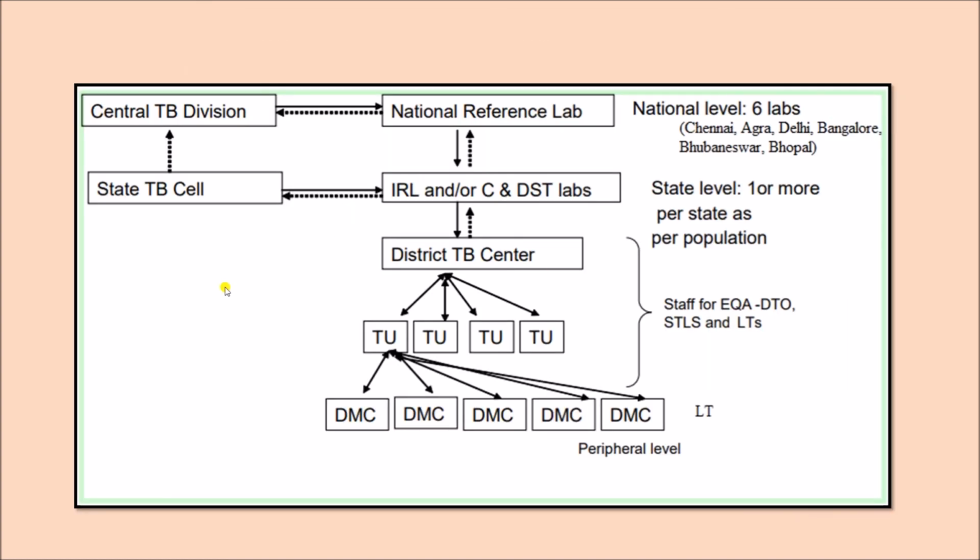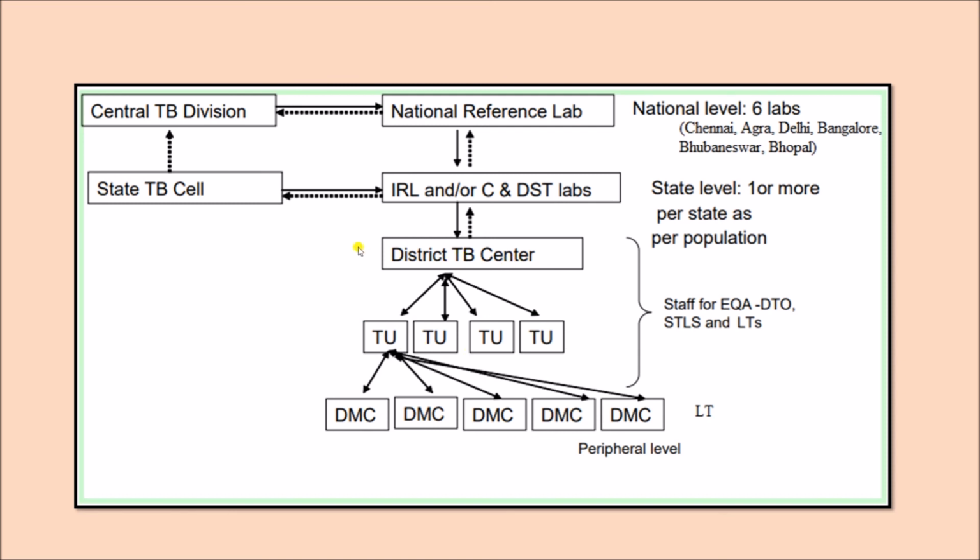Coming to the laboratory network. We have the laboratory network in the national level, district level, state level, etc. In the most peripheral level, we have the DMCs, that is the designated microscopy centers, which are run by laboratory technicians. They basically test the sputum samples under microscope and report to the TU, that is the tuberculosis unit. So under a TU, there are multiple DMCs. Again, district tuberculosis center, they have multiple TU under them.